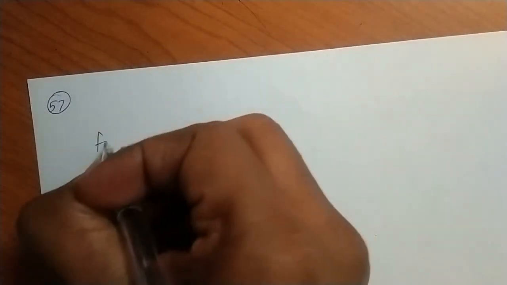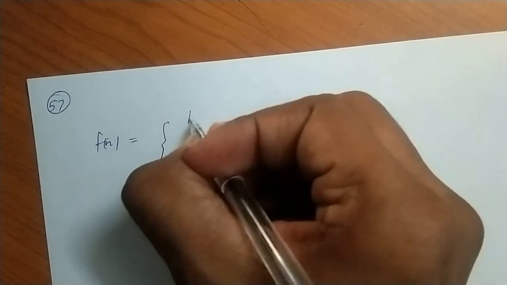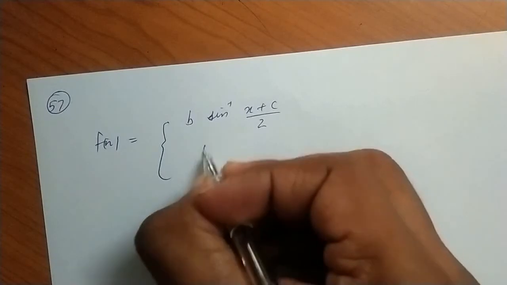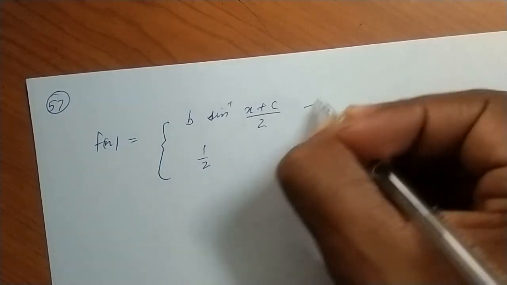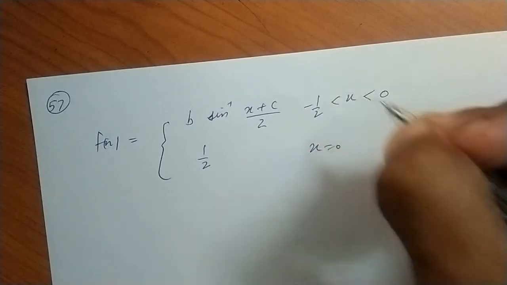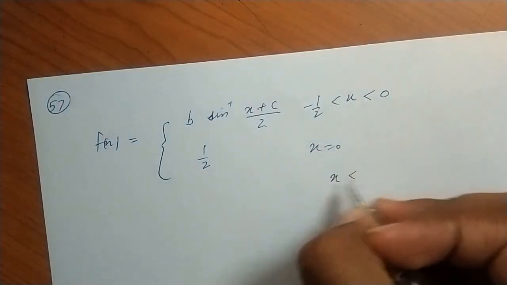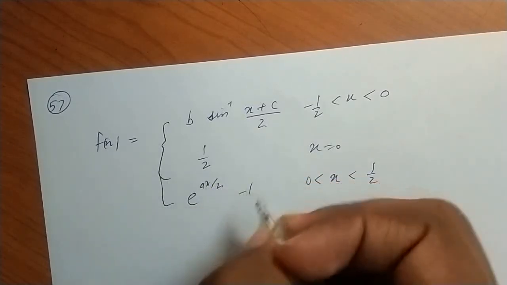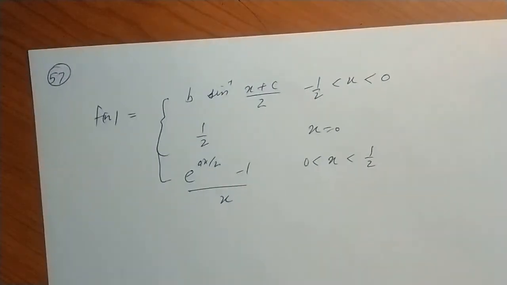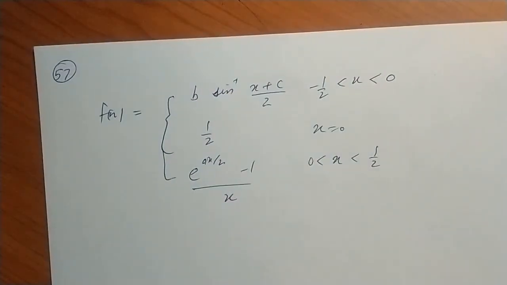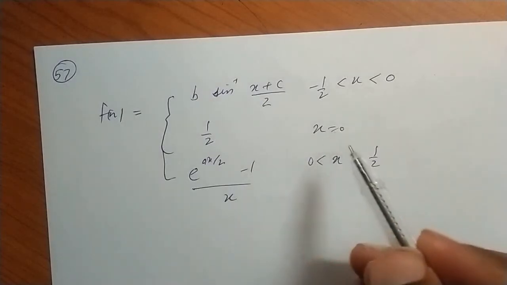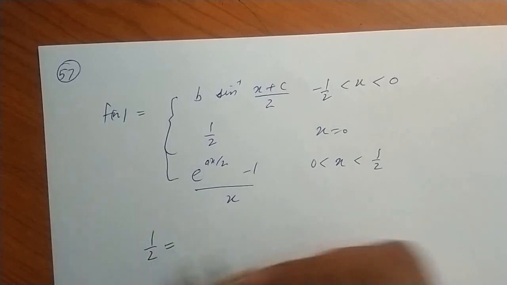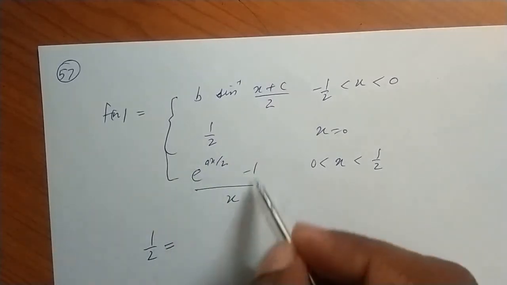So we have given f(x) is equal to b sine inverse x plus c by 2 and half when x is between minus half to 0, and when x is between 0 to half, the definition of the function is e power ax by 2 minus 1 upon x. Okay, so if the function is differentiable at x is equal to 0, first check continuity. So if the function is continuous at x is equal to 0, the value of the function at x is equal to 0 would be a by 2.